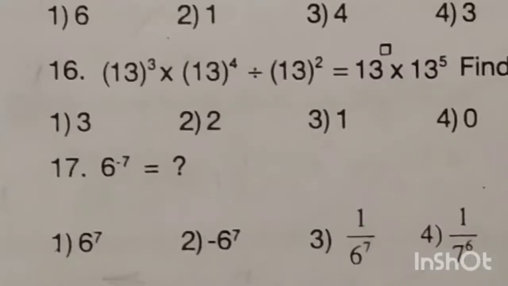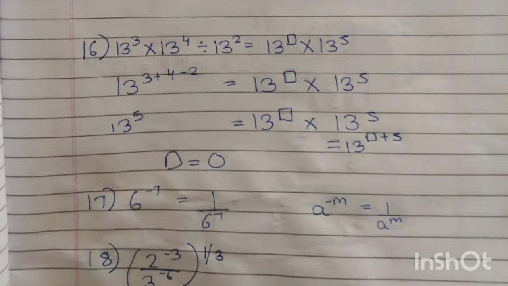17th question: 6 to the power minus 7. So here 6 has a negative exponent. If you want a positive exponent, we will reverse the number. So it will result in 1 divided by 6 to the power 7, because of the law a to the power minus m equals 1 divided by a to the power m.